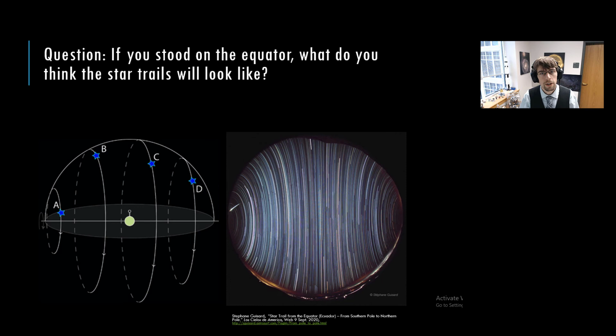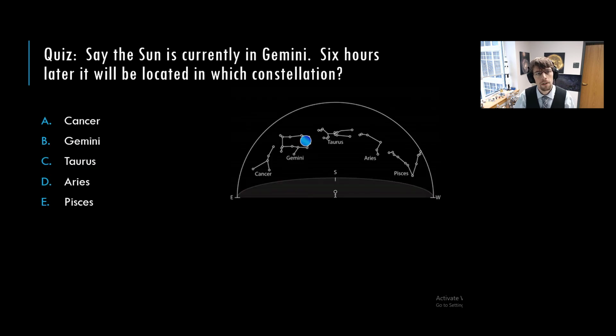Okay, well, question for you. Let's check this. Okay? Say that the sun is currently in Gemini. So we go out and pretend that we can see the background constellations. We have the sun, it's in the constellation Gemini. 6 hours later, which constellation will the sun be located in? Go ahead, give me an answer. You got it? Yeah, good.